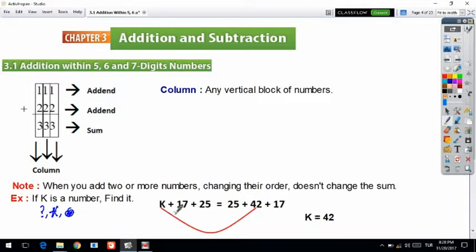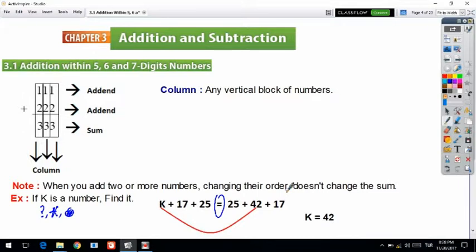Now let's look at the question. k plus 17 plus 25 is equal to 25 plus 42 plus 17. How can we solve for k? If there is an equal sign, there are numbers on the left and numbers on the right, as you see. So they could be equal, because changing their order doesn't change the sum.